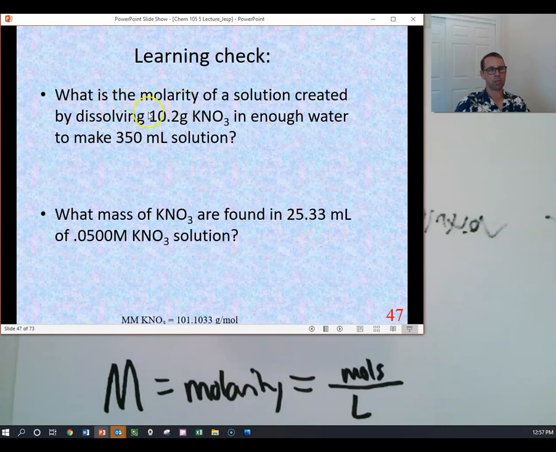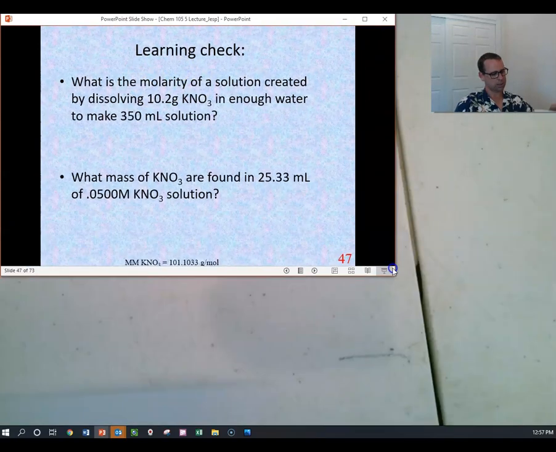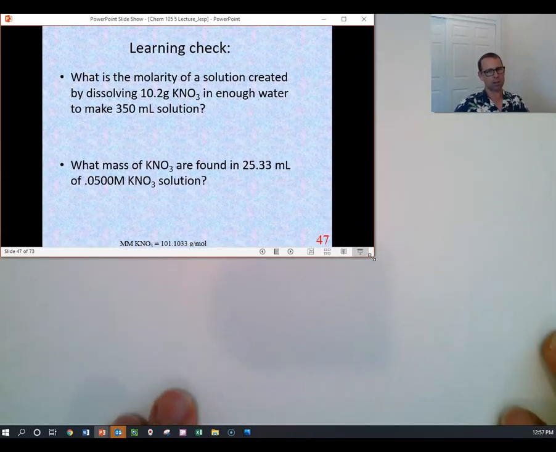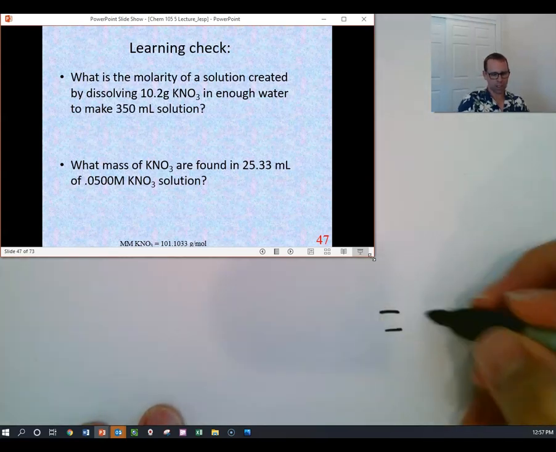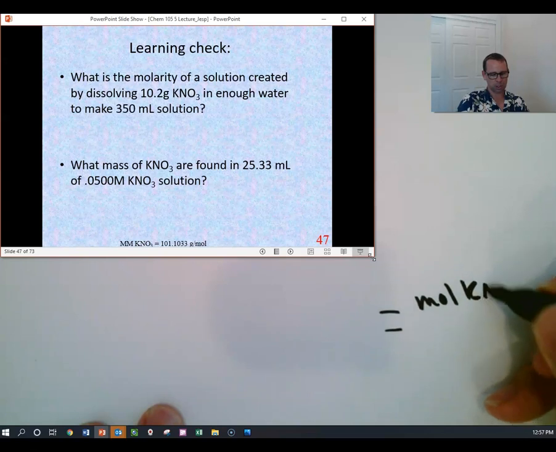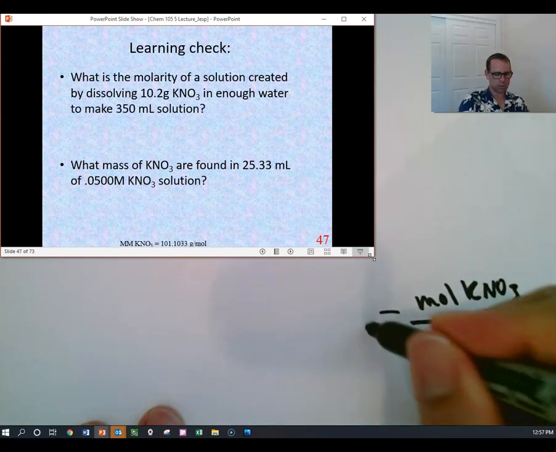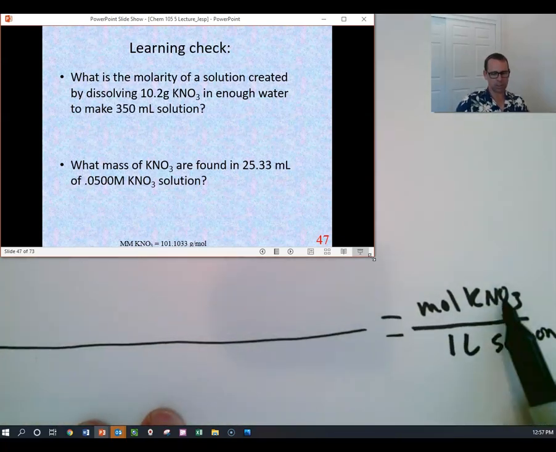And if I know how many grams of a salt I put into a certain volume of liquid, then I can identify what the molarity is using our dimensional analysis. So for example, if I want to find the molarity of the solution, molarity is moles per liter. So to the right of the equal sign, I say moles of KNO3 per liter of solution.